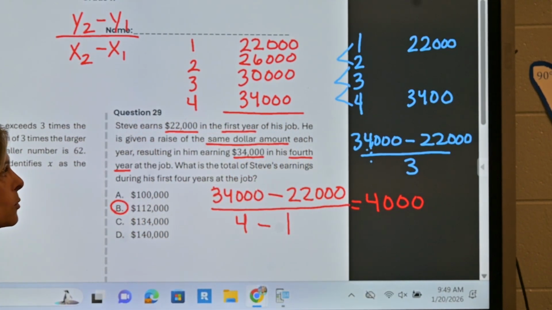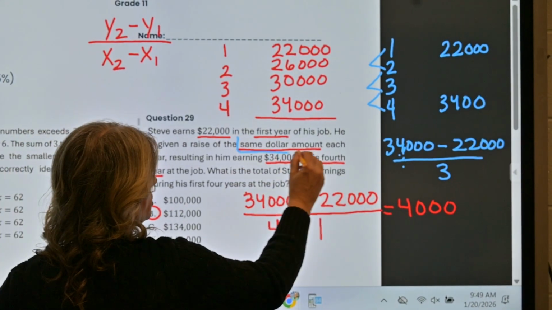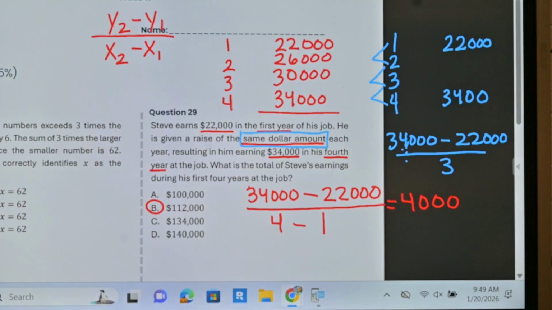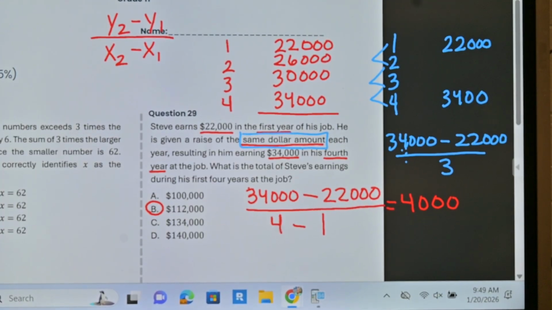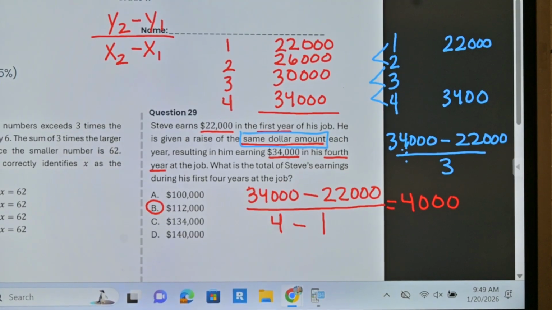So there's 2 different ways you can figure it out, but when you see this same dollar amount each year, you need to think about constant rate of change or slope, okay? Did everybody recall the slope formula? Okay, all right, we're gonna move on to the next 2 problems, okay?